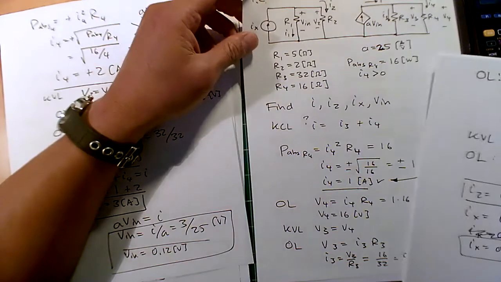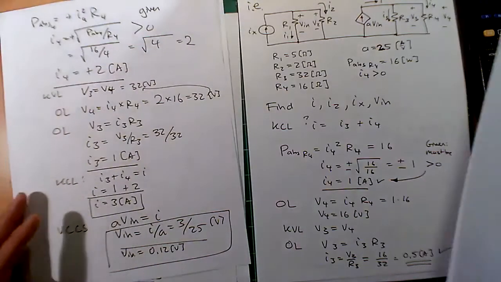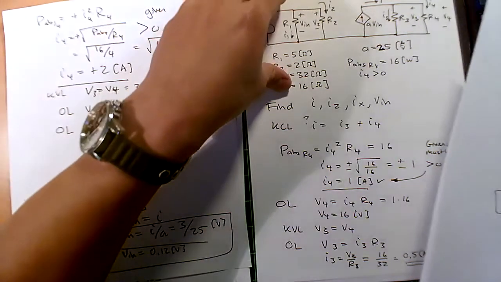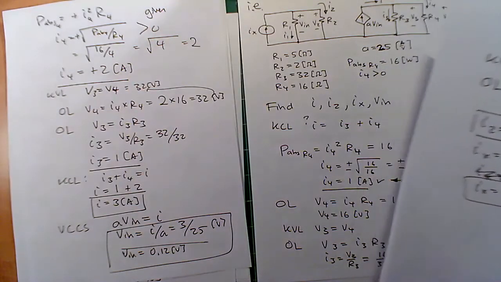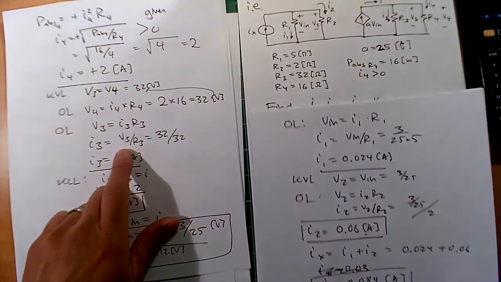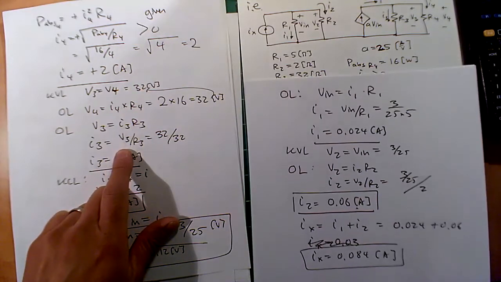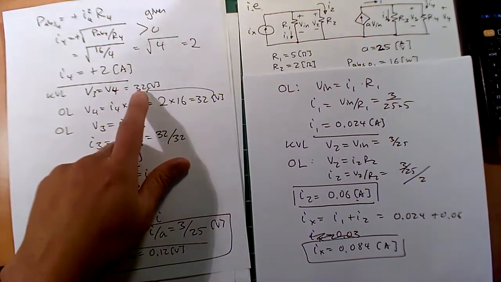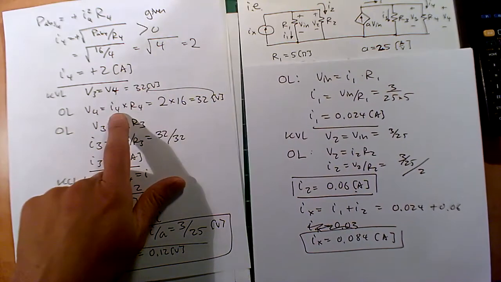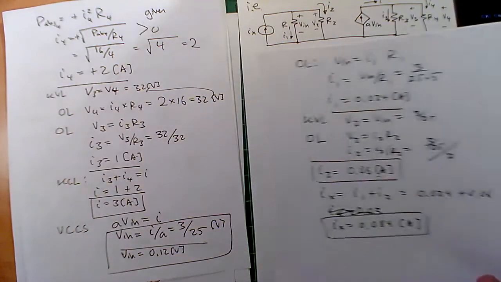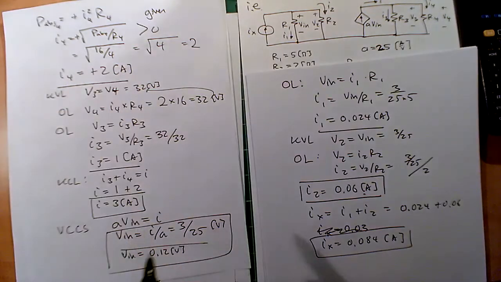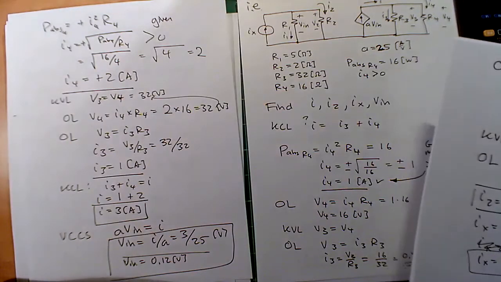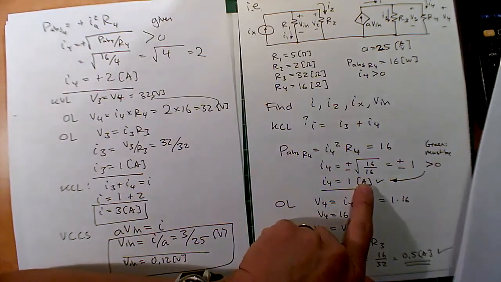Let's see here. Did I do this correctly? Let's see if I did this correctly. V3 here looks like it's 32 volts. Is I4 correct? Yeah, 2 amps. Unless I did something wrong here. I think this is right. Yeah, I might have gotten something wrong in my solutions.